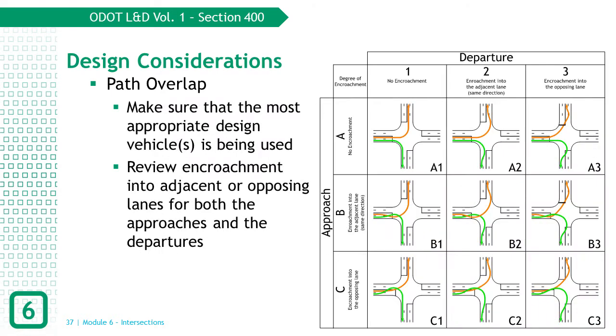Sometimes it is appropriate to use adjacent lanes on the approach or departure side of the intersection to accommodate a specific design vehicle to minimize the intersection footprint. Similarly, encroachments into the opposing lanes may be acceptable. These scenarios should be reviewed by the designer and coordinated with Office of Roadway Engineering using the scenarios shown in this image. In any case, it is very important to identify the most appropriate design vehicles for the intersection design. The L&D Volume 1 details the recommended intersection design and check vehicles for various roadway classifications and identifies opportunities to justify a smaller vehicle than what is in the table if appropriate.